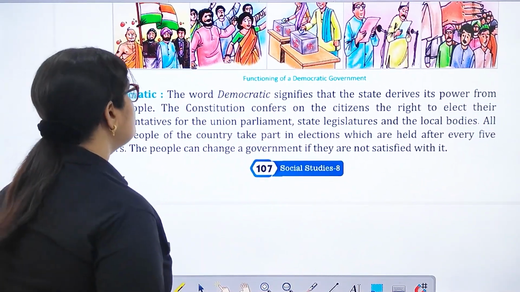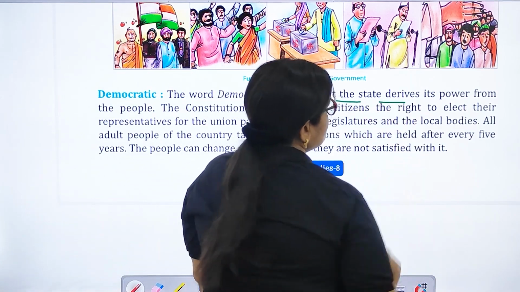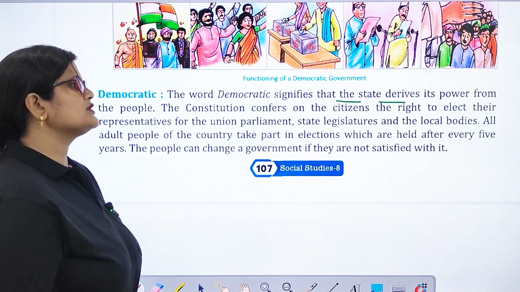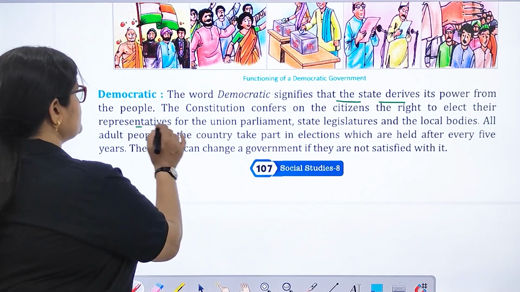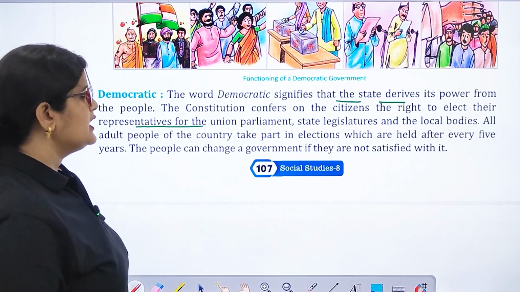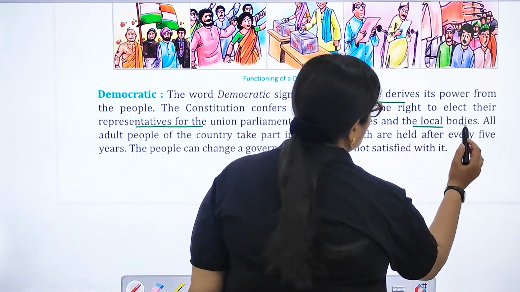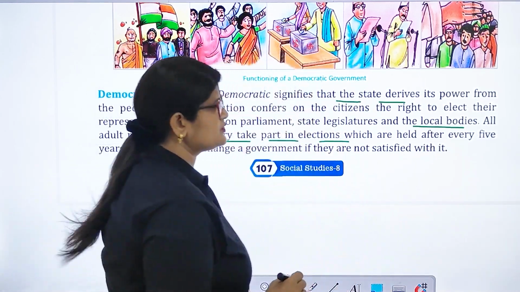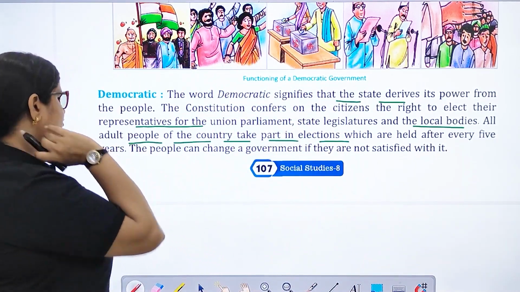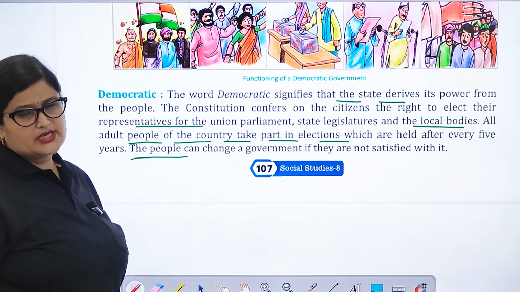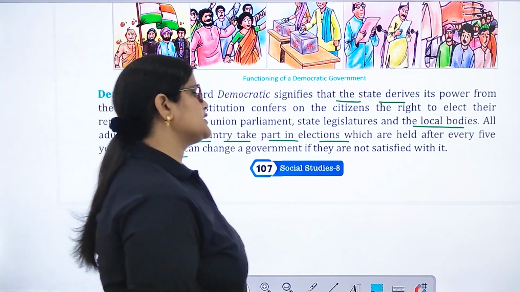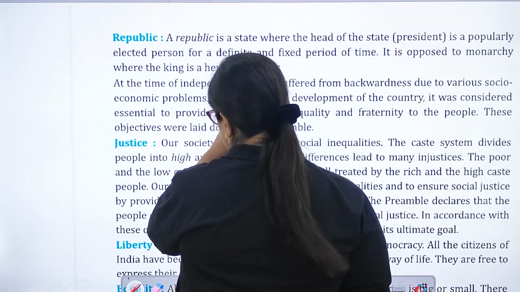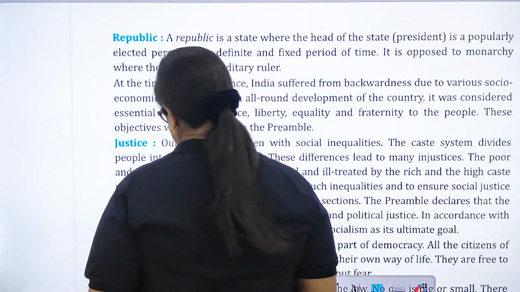Democratic. The word democratic signifies that the state derives its power from the people, and the Constitution confers on the citizens the right to elect their representatives for the Union Parliament, state legislatures and the local bodies. So all adult people of the country take part in elections which are held after every 5 years. So the people can change a government if they are not satisfied with it. If people are not satisfied, they can change that government.